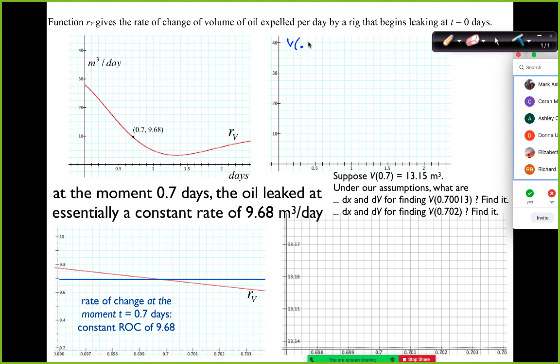Wouldn't dx just be 0.00013? Okay, she wants 0.00013. The rest of you agree with that? Sounds good. Is it 3 zeros? Yeah. Okay. And then what about dv?